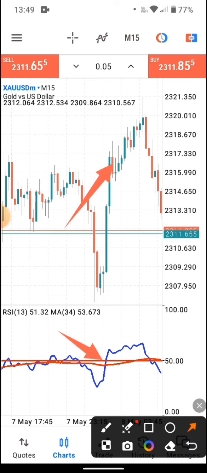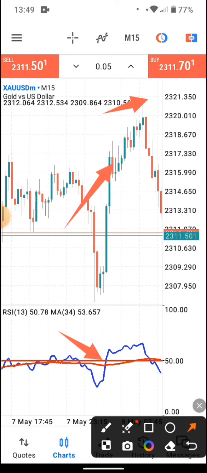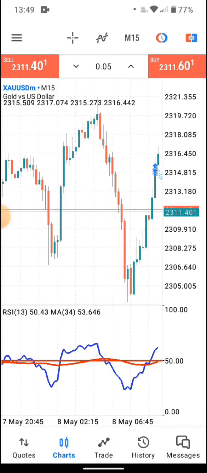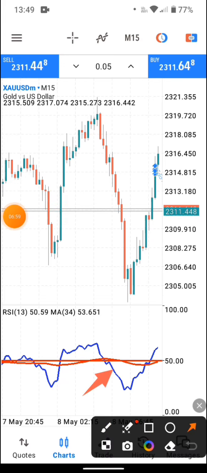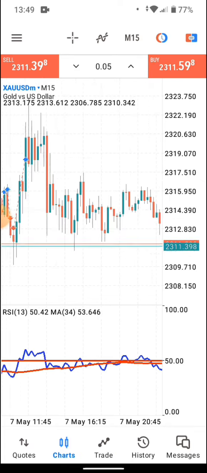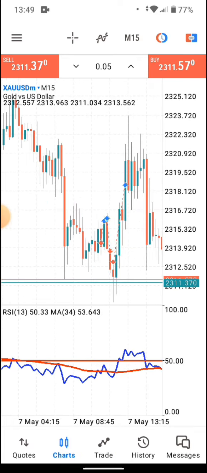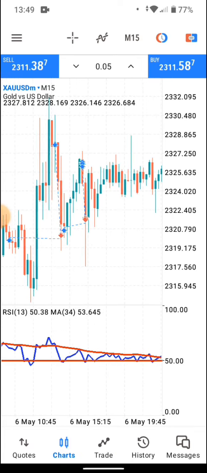You see, the market moved up to this particular level, and later you saw a downtrend. Later we saw another downtrend from here. So the RSI moved back below the 34 moving average. So this is basically what you should be doing. You should just be looking at this. You are going to make a lot of cash.